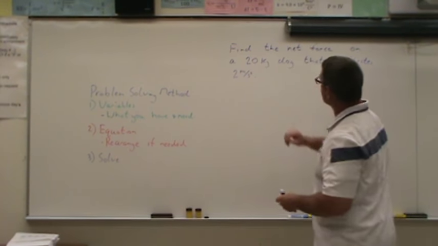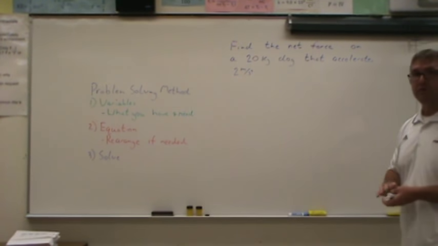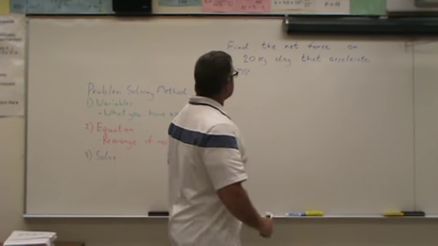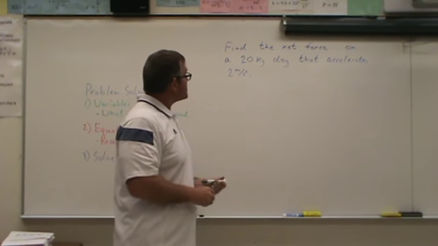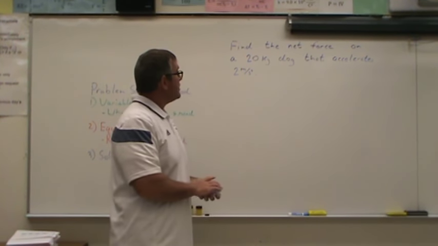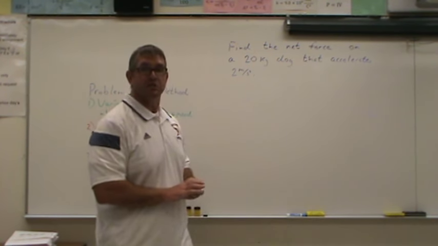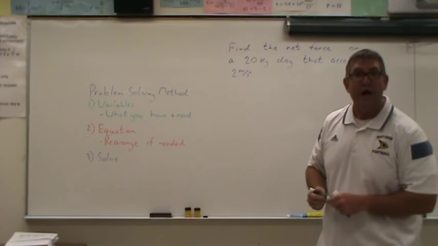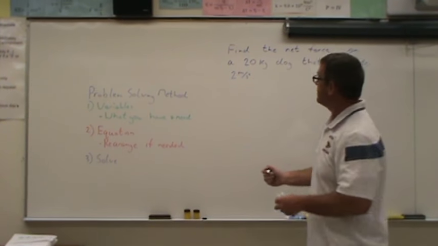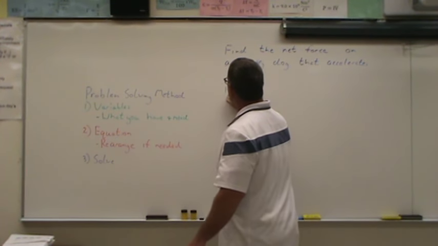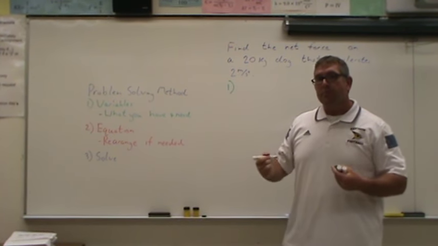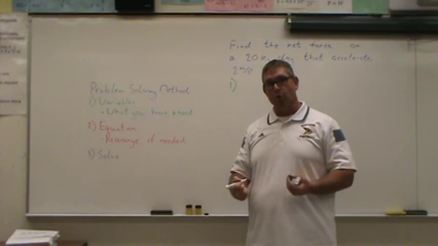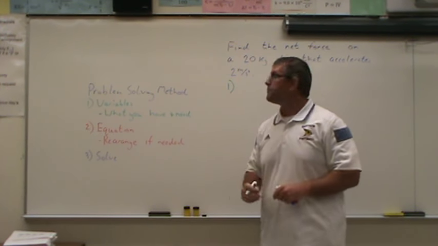Now, I've given a sample story problem to help us illustrate the problem-solving method. The story problem says, find the net force on a 20-kilogram dog that accelerates 2 meters per second squared. So the first step is to, again, find the variables which we have, and then what we're looking for, what we need. So for step 1, break the story problem down bit by bit. That helps in understanding what we're asking for and what we're looking for, not to overwhelm you.